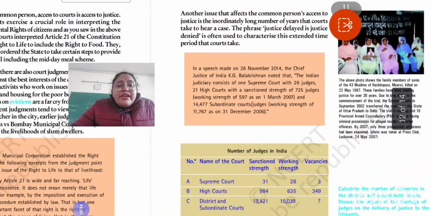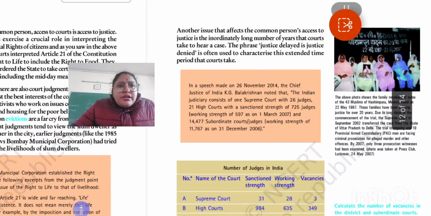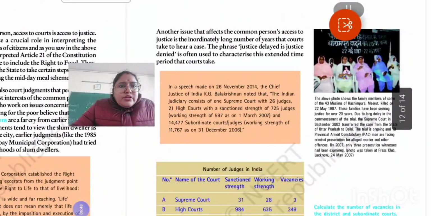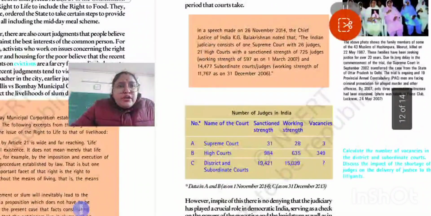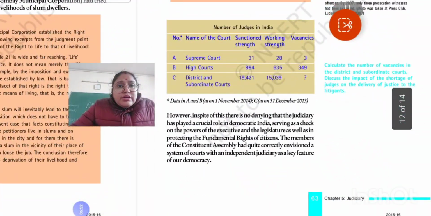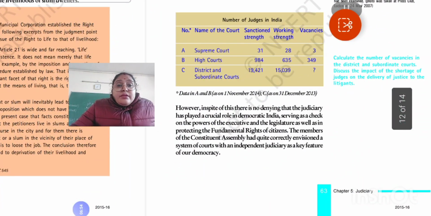But overall, when we come to the cases, one more case study has been given below the picture. You can go through it. If you are not able to clear it, you can come to the class and discuss. These are the case studies, children, which need to be read very properly, because a few questions can be asked to you from this.